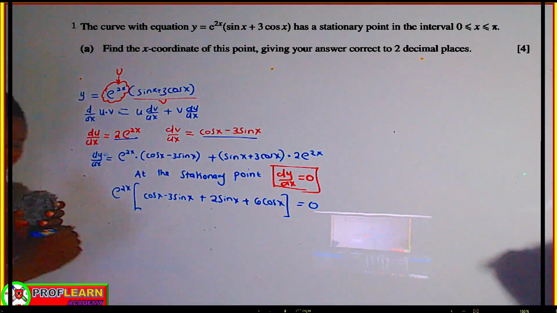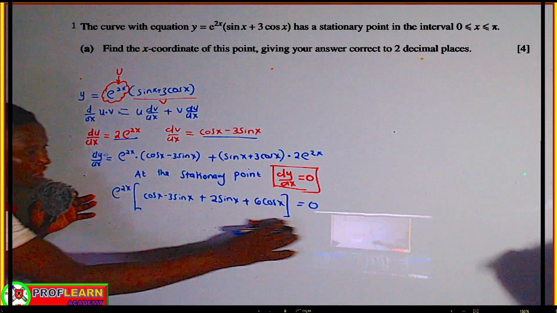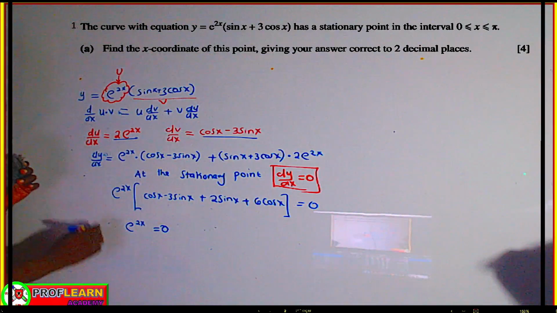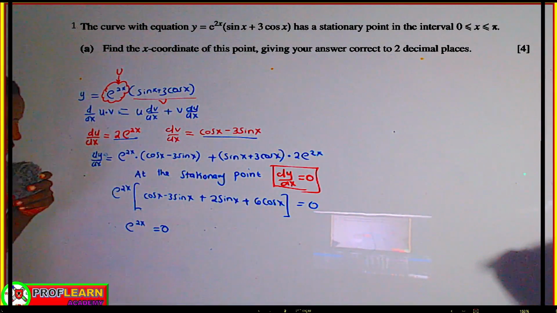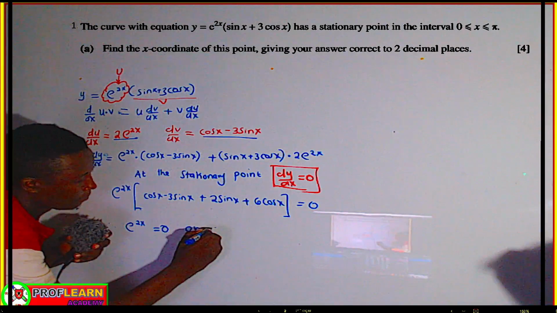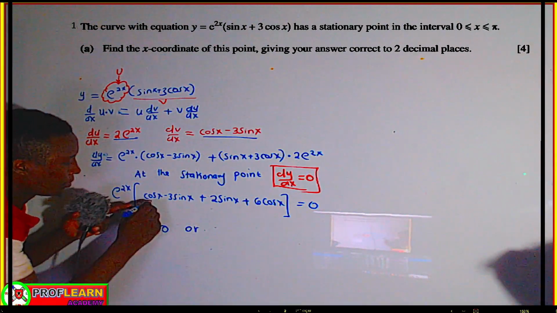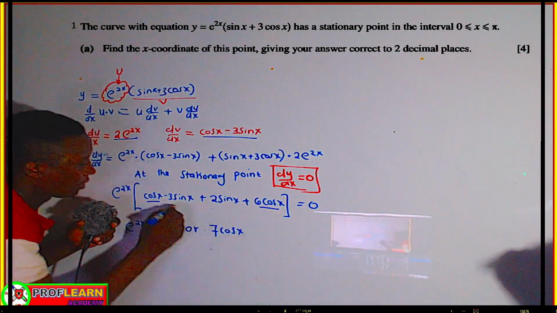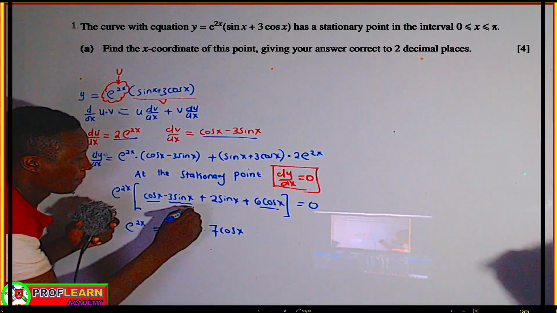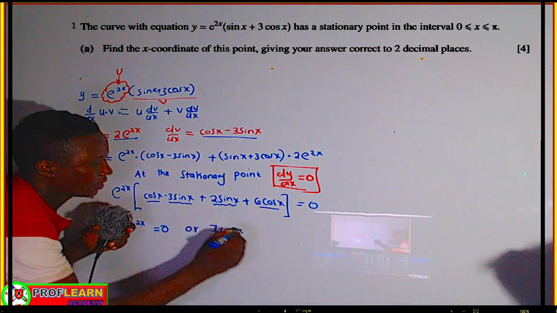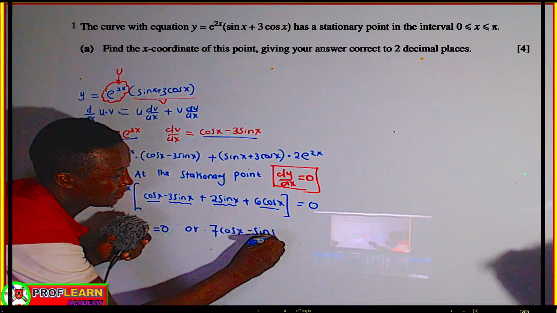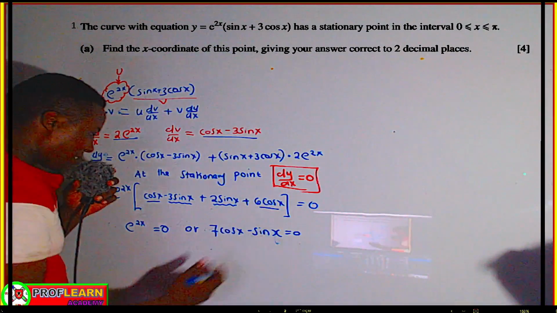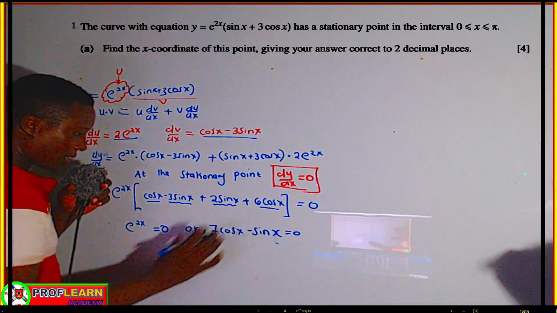So in this part, before we move there, we can see now, since this is equated to 0, it means that either e^(2x) is equal to 0, or, okay, let me just simplify this further. It will be 7 cos x, and negative 3 sin x plus 2 sin x, that's going to be negative sin x, is equal to 0. And now that will mean that this part equals 0, or this part equals 0.